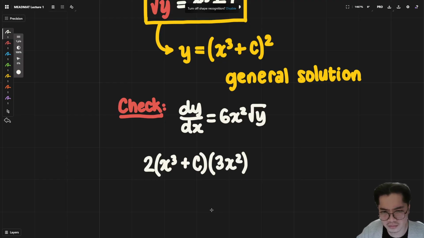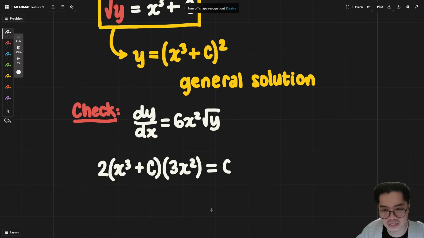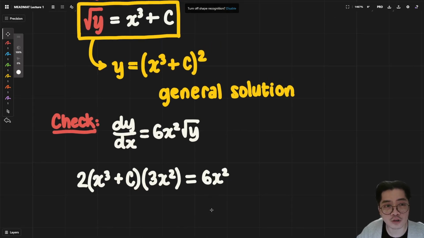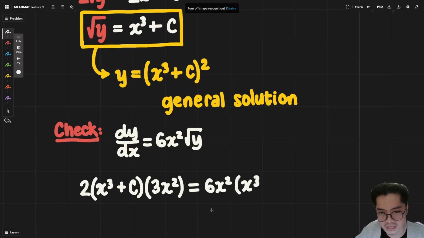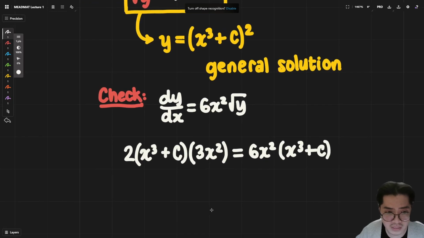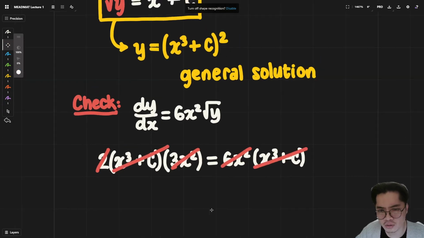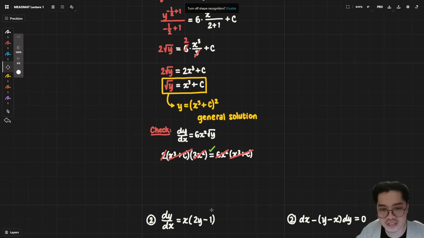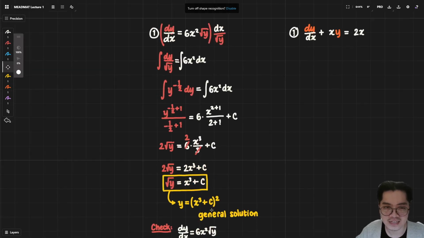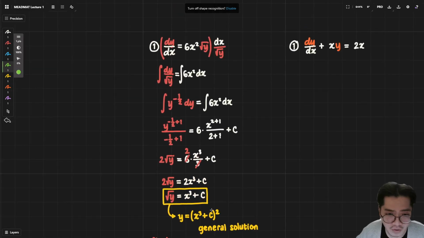3x squared. And then now we have 6x squared. And then your square root of y, we just said, was x cubed plus c. So now we see in here, wait a second, there's a 2. And then a 3x squared, that's 6x squared. And then there's an x cubed plus c on both sides. We can see everything has canceled out. This is indeed correct, right? That is how you check a differential equation.